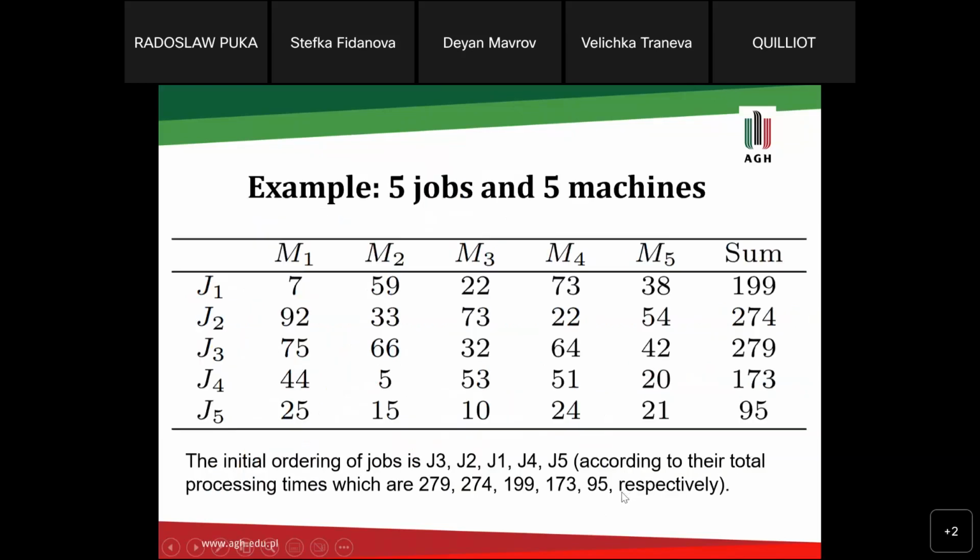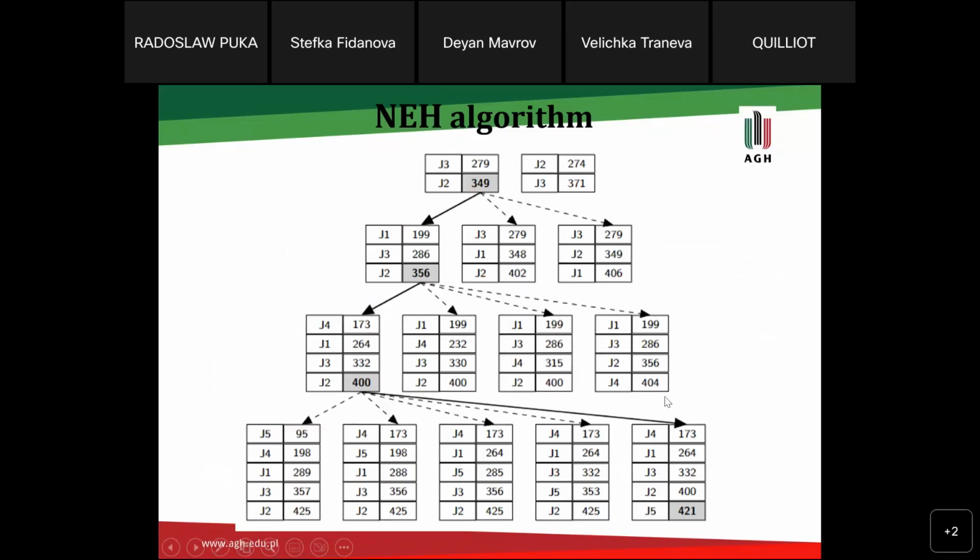This is a simple example. We have 5 machines and 5 jobs, and we ordered them in non-increasing total processing time. That will be job 2, 3, 1, 4, and 5, and we schedule them. First we have jobs 2 and 3, because the makespan of this partial schedule is the minimum. Now we put the next job in position 1, 2, and 3, and we check where the minimum value of makespan is, and we continue, and we get a schedule with makespan 421.